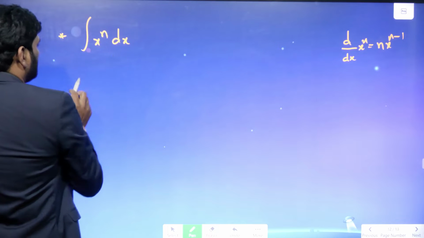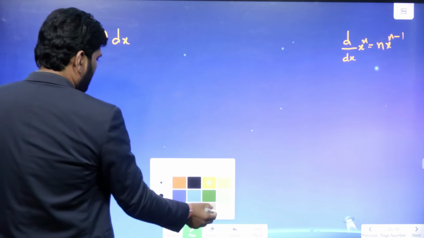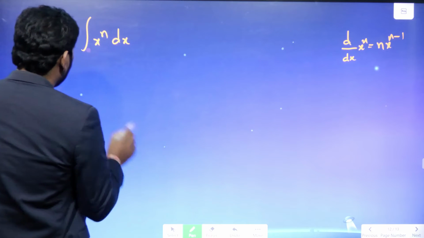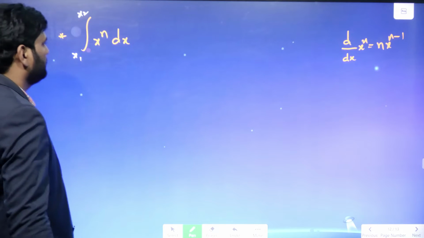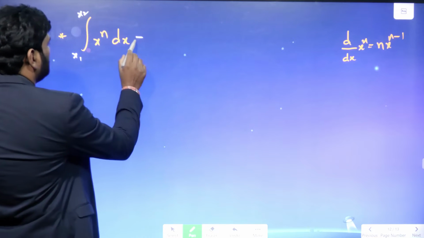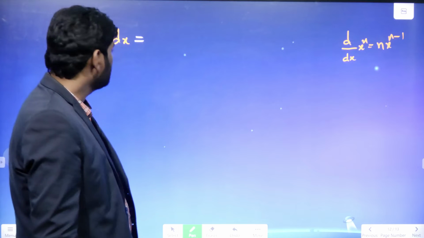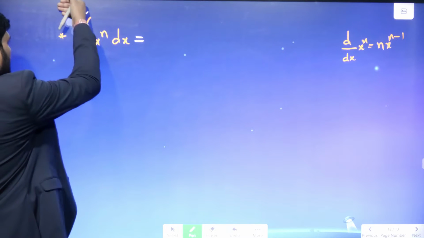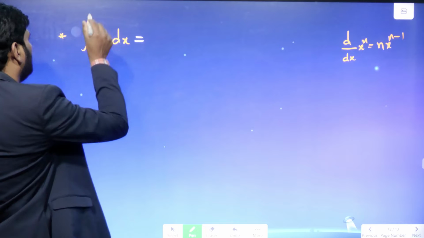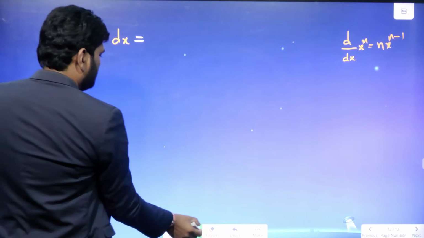dx. So I am taking the limits from where to where? The limits from x1 to x2 I am taking. So this is your x power n formula. Wait a minute, I am not taking limits here. I'll say why I am not taking limits.